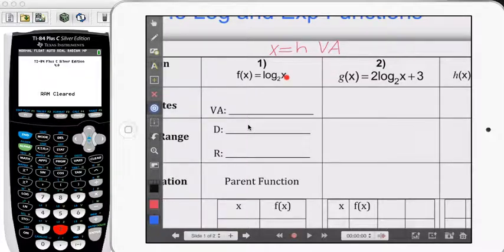Now in this case, we do not have parentheses, and the h in this case is a 0. So x equals 0 will be your vertical asymptote.